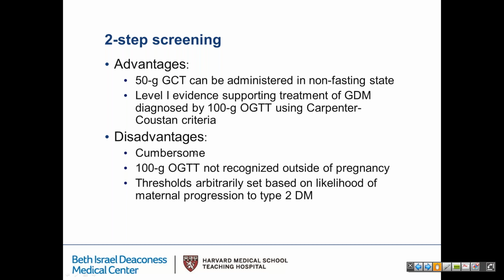The disadvantages are that this testing strategy is cumbersome. Again, as most of us know from our own clinical practices, it's hard to get people back for a second test. The 100-gram oral glucose tolerance test is also a test that only really has thresholds established inside of pregnancy. So it's hard to extrapolate those values to anything clinically meaningful outside of pregnancy. And those thresholds were arbitrarily set really based on the likelihood of progression of moms to having type 2 diabetes, not on any clinically relevant outcomes during pregnancy. So one could argue that because they're not outcomes-based thresholds, we shouldn't be using them at all.